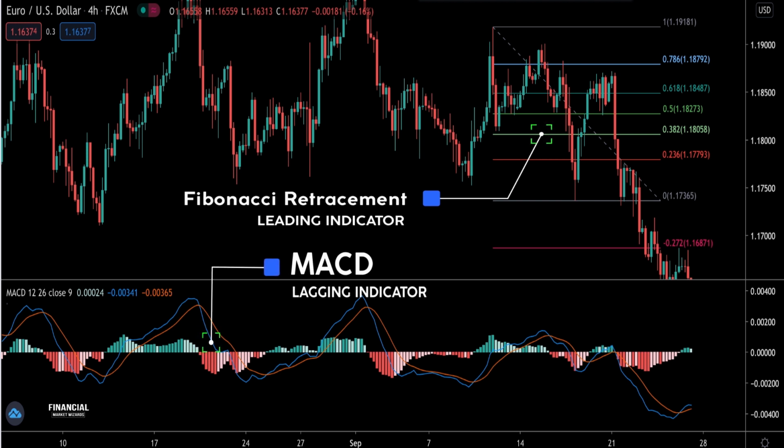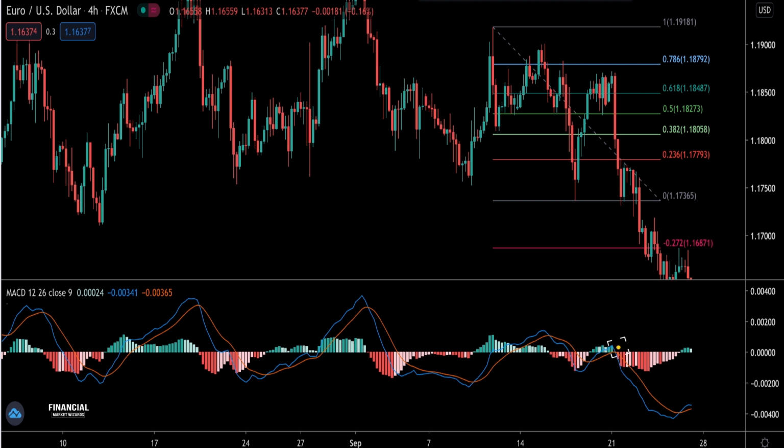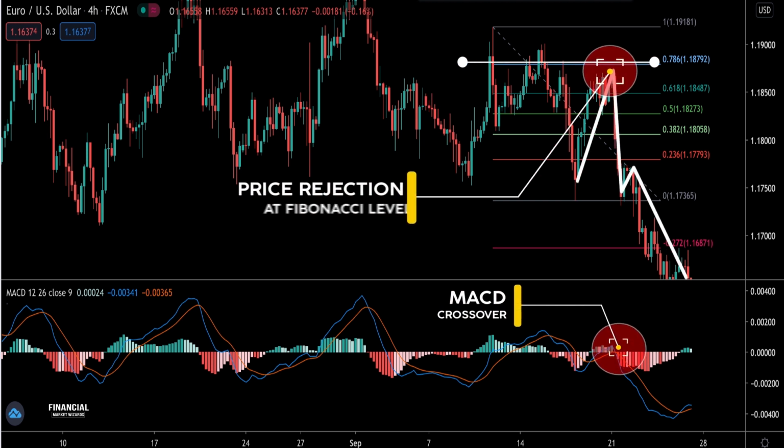Again, you can see that the pattern is the same. You always pair a leading and a lagging indicator side by side. You can enter after the MACD shows a crossover when price rejects an important Fibonacci level. As mentioned, you want to try to find the proper balance between leading and lagging indicators to improve the odds of your trade.